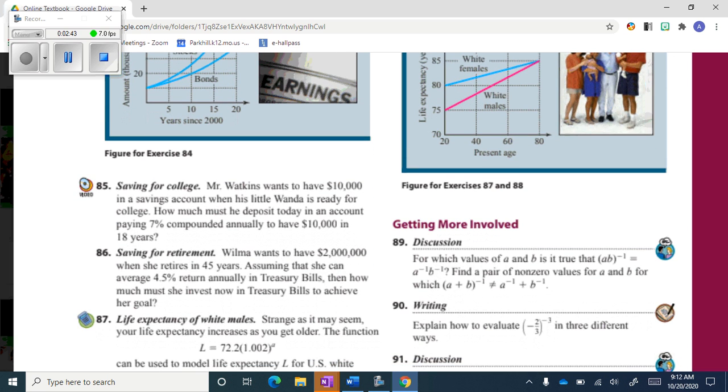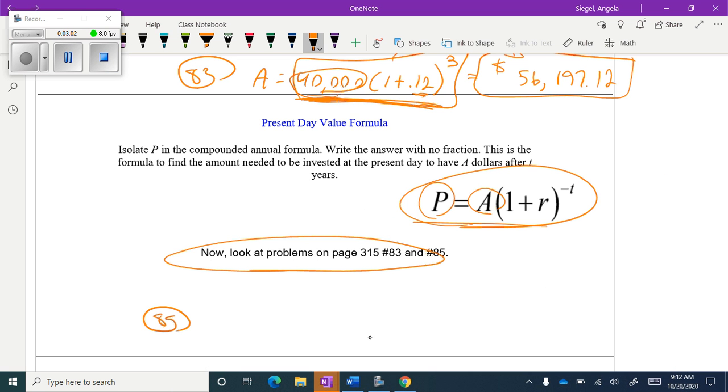Okay, so let's look at problem 85. Mr. Watkins wants to have $10,000. So this is his goal, $10,000. How much should he deposit in an account paying 7% interest compounded annually to have $10,000 in 18 years? So he wants to stick money into an account, and his goal is $10,000. That is his end result. So we're going to use this bottom formula.